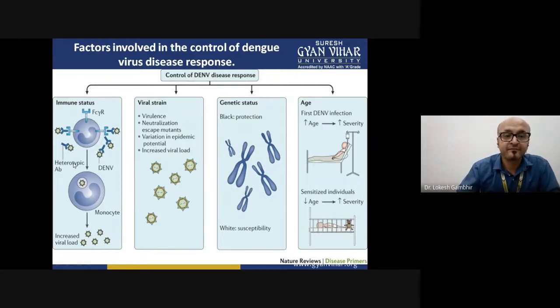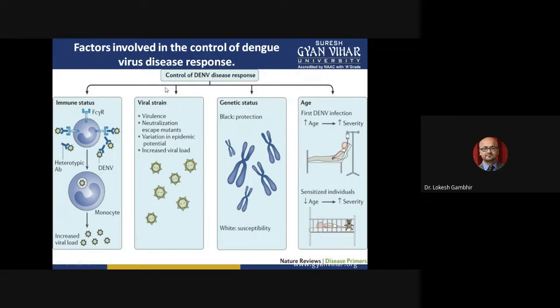But what is happening? The macrophages which you have served on a platter in the lymph node will act as a repository for dengue virus, and the virus will utilize the macrophages and the monocytes to increase the viral load. Then it also depends upon the virus strain, what is the virulence of that particular strain, whether it can be neutralized, or whether that particular genotypic variation has the potential to go for epidemic or not.